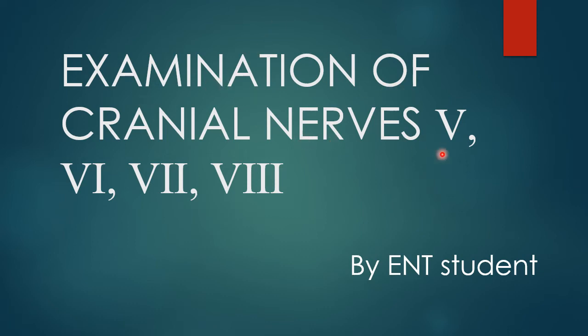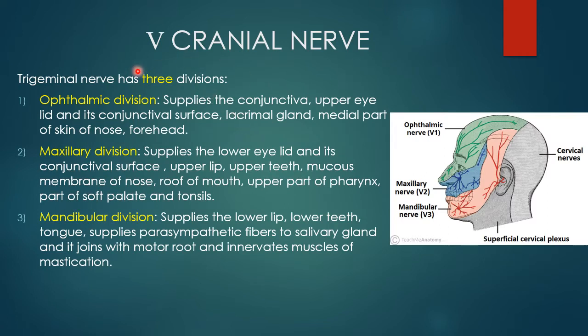Examination of cranial nerves 5, 6, 7, 8 by ENT student. Fifth cranial nerve is the trigeminal nerve. It has three divisions: ophthalmic, maxillary, and mandibular. Ophthalmic supplies the conjunctiva, upper eyelid and its conjunctival surface, lacrimal gland, medial part of skin of nose and forehead.